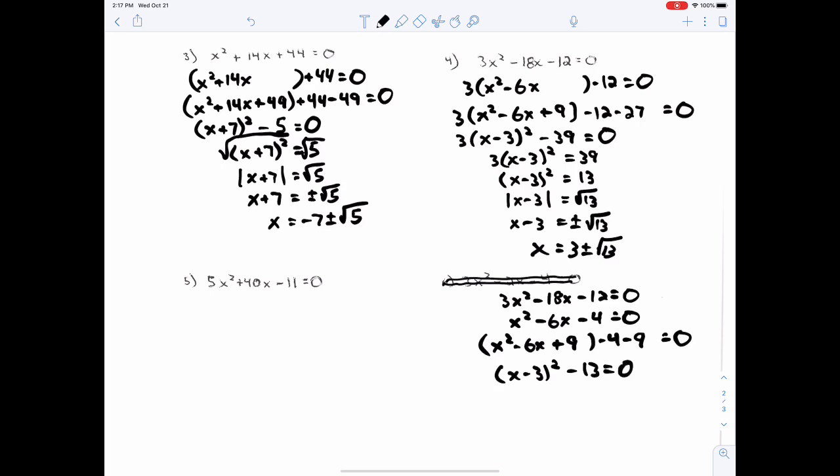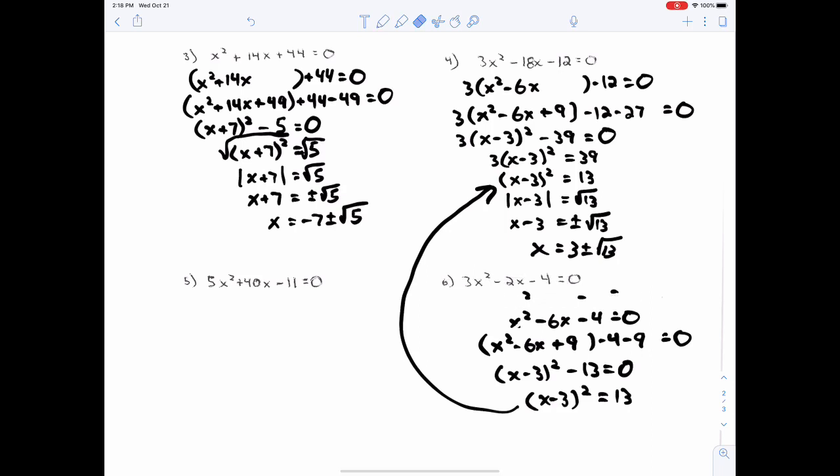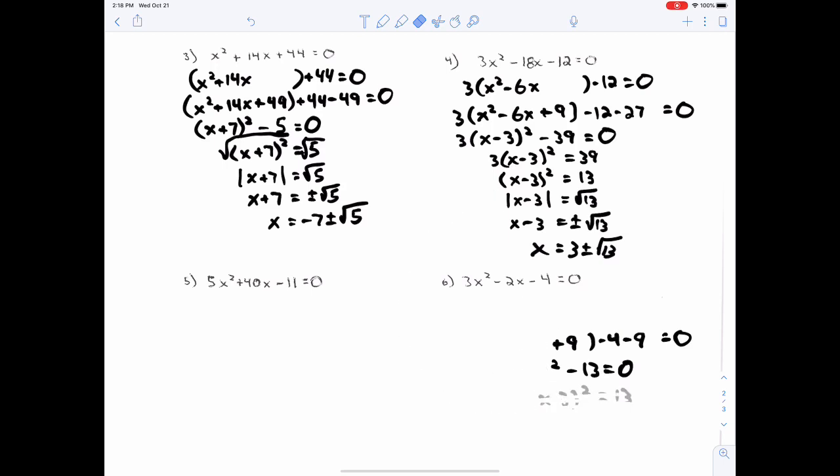And now I solve by bringing the 13 over. And at this point, it becomes the same as that right there. And then you would just finish the problem off. So if you can divide away that 3, that's great. It'll save you a lot of time. Not that big of a deal, though. Either way you did it is fine. Okay, let me get rid of this.